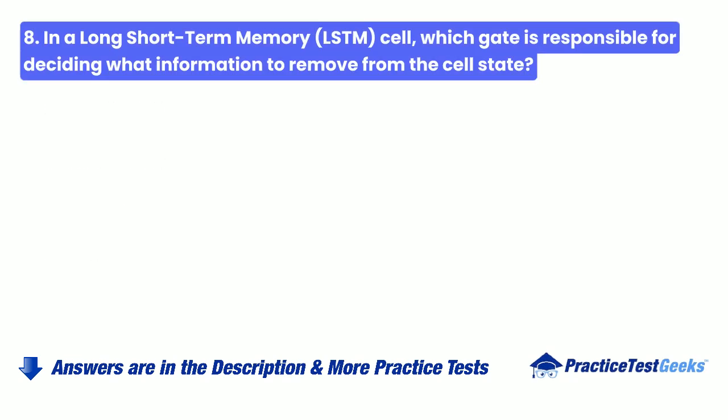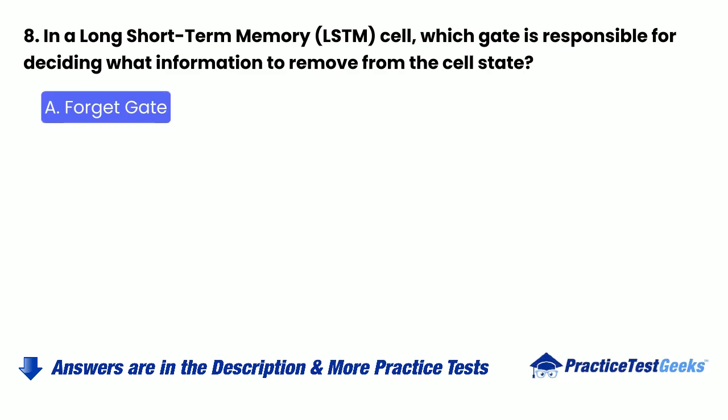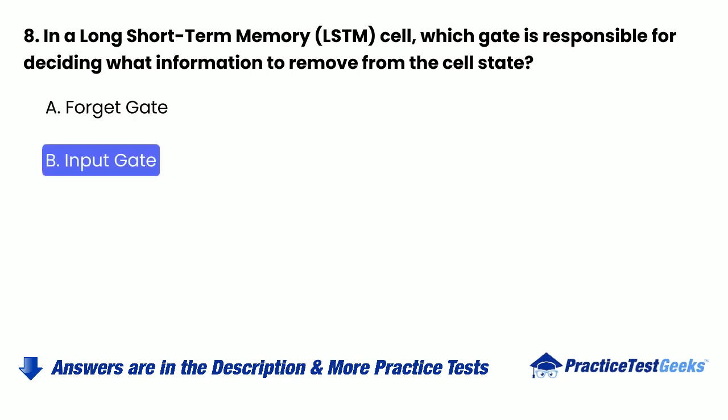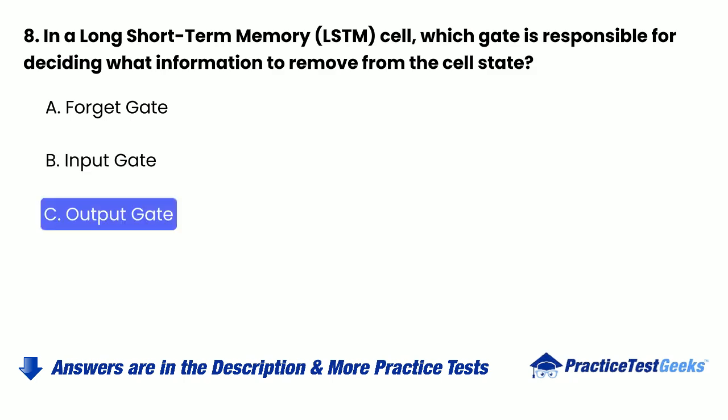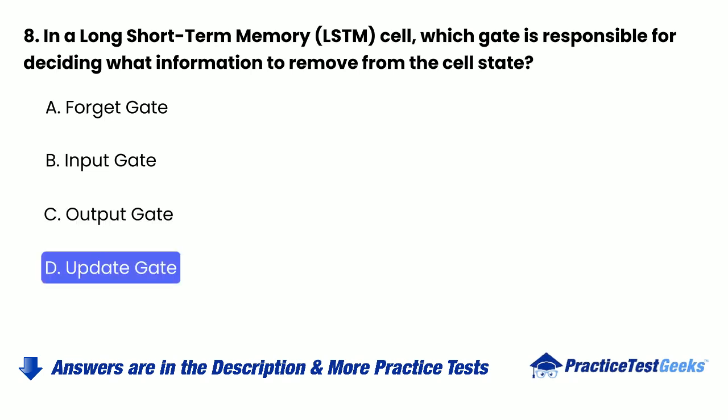8. In a long short-term memory, or LSTM, cell, which gate is responsible for deciding what information to remove from the cell state? A. Forget gate. B. Input gate. C. Output gate. D. Update gate.